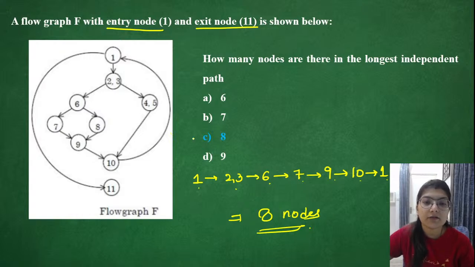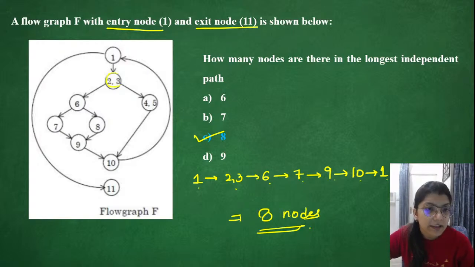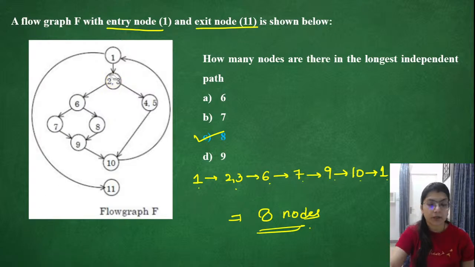The correct answer is option number C. Clear? So these were your 5 questions from DBMS and 5 questions from software engineering. The questions were very easy, but only because of this node, that is 2, 3, the entire question changed for many students. Okay.